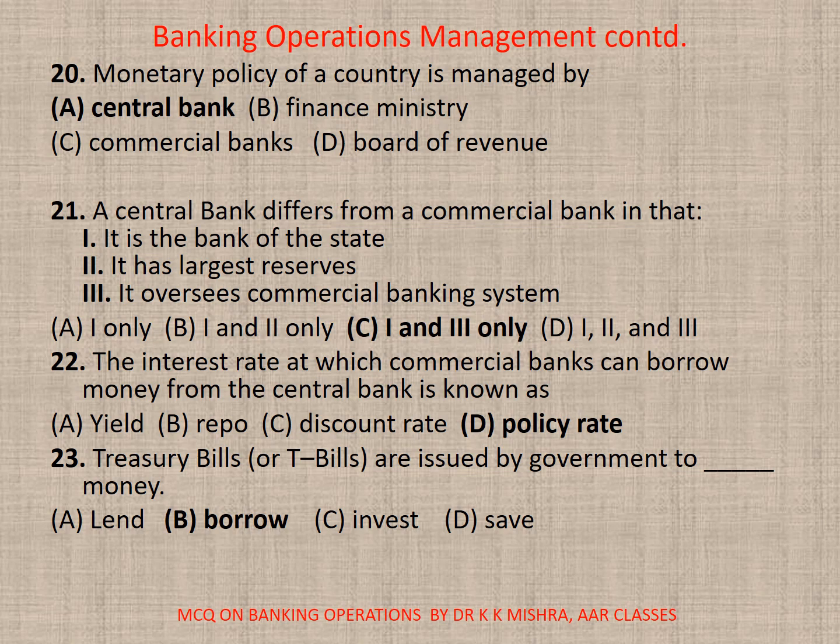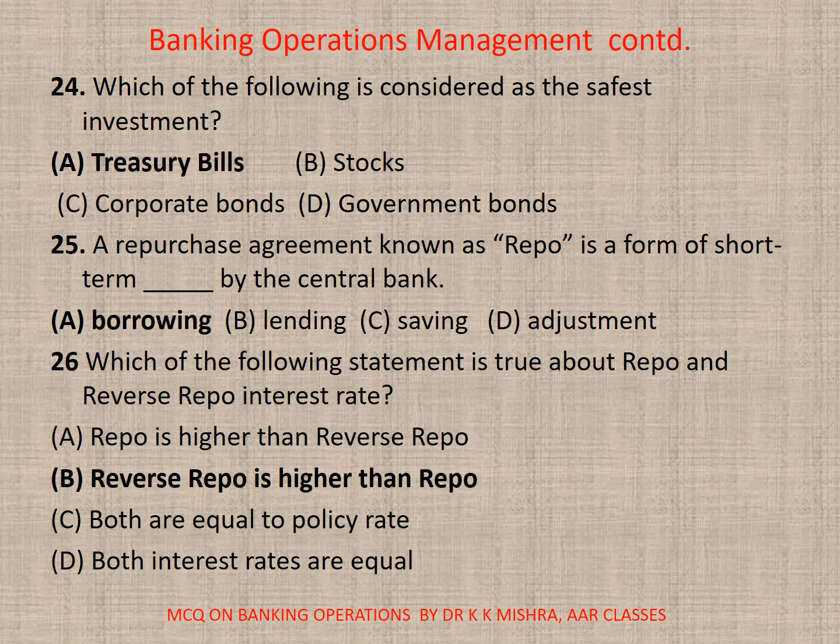23. Treasury bills, also in short known as T-bills, are issued by government to dash money. A. Lend, B. Borrow, C. Invest, D. Save. Correct option is B. Borrow.